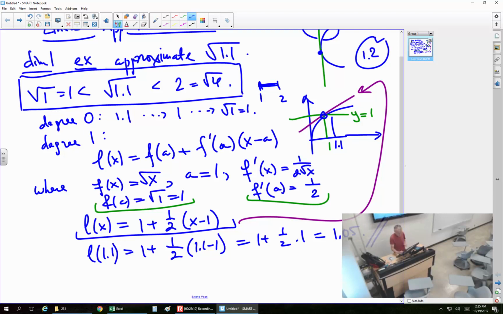Moving on to two variables. The same procedure. In fact, I'm going to choose a function that is somewhat similar. So dimension 2. We will approximate the square root of 1.1 multiplied by the cubic root of 0.9.